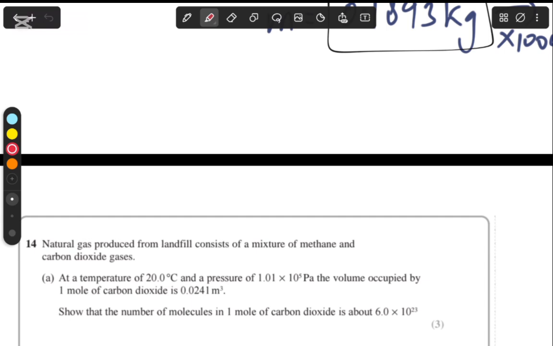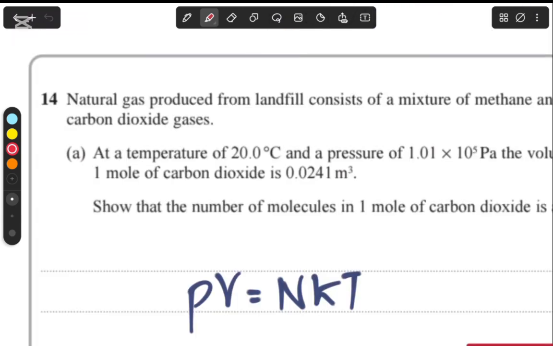Okay, so we can solve it and I'll show you the answer. So first, we know the equation PV equals NkT, where N is the number of molecules.